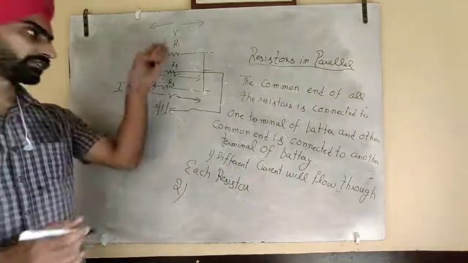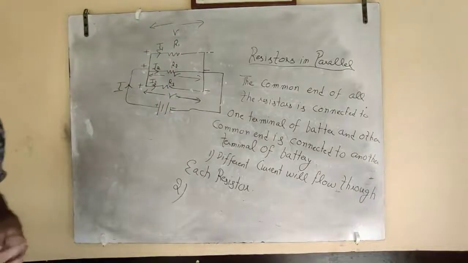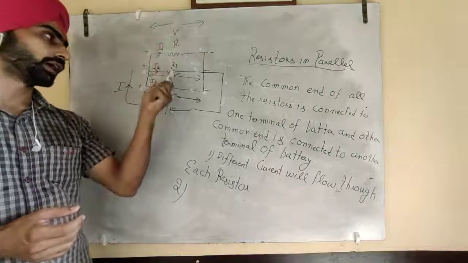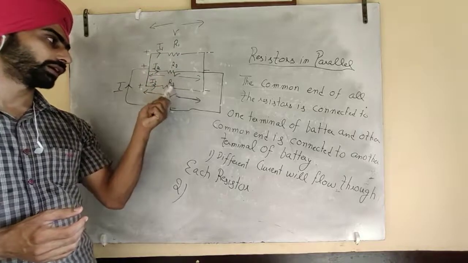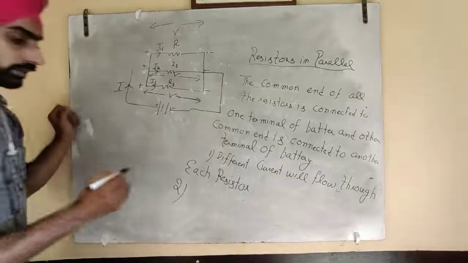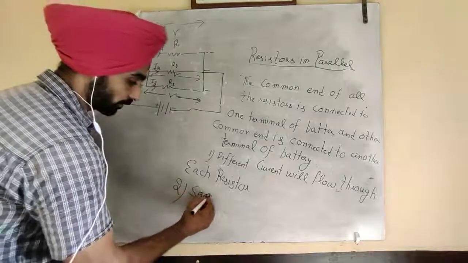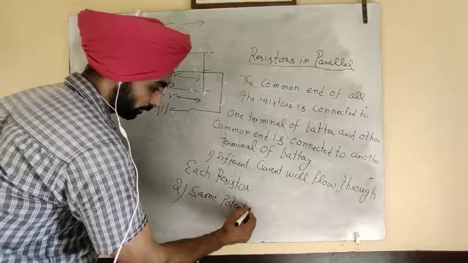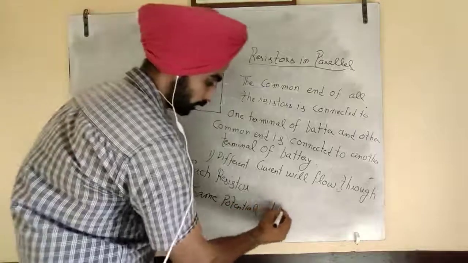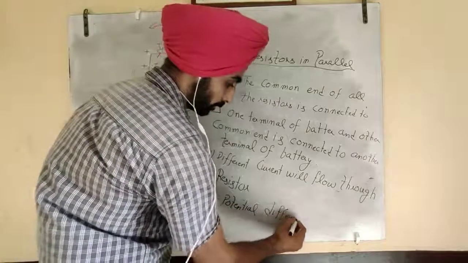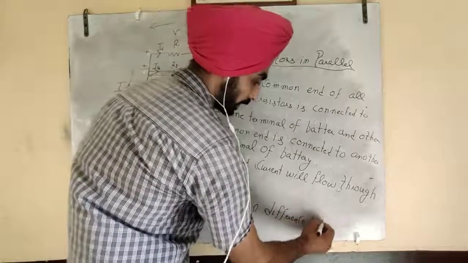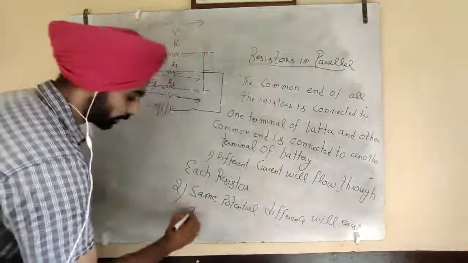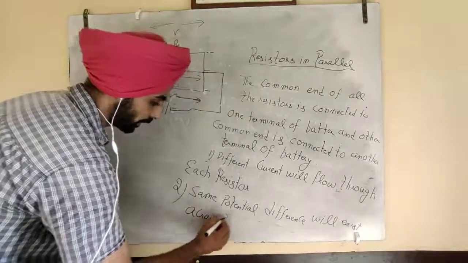Same potential difference will exist across each resistor. R1 is also having a potential difference of V, R2 is also having a potential difference of V, and R3 is also having a potential difference of V. So same potential difference will exist across each resistor.